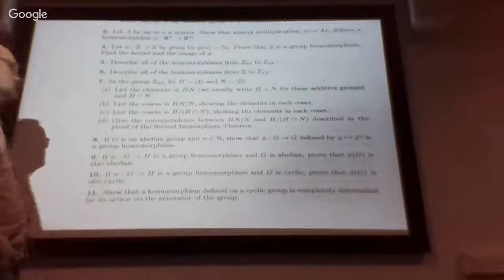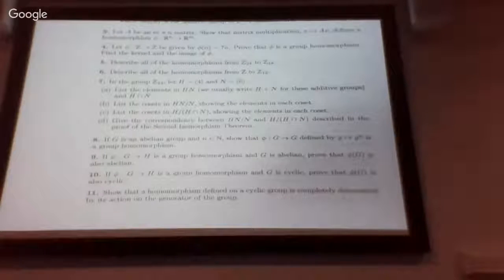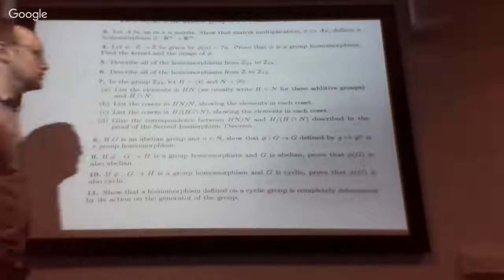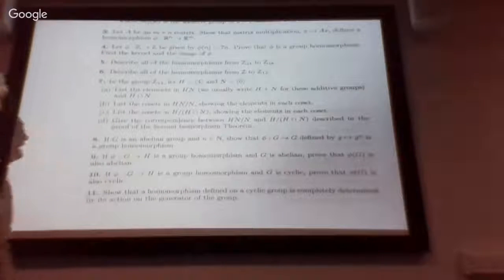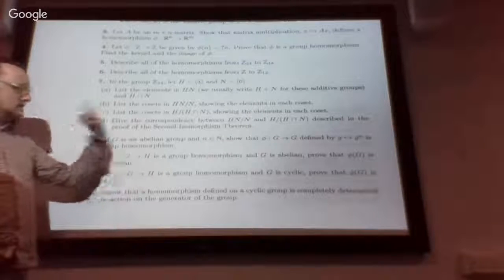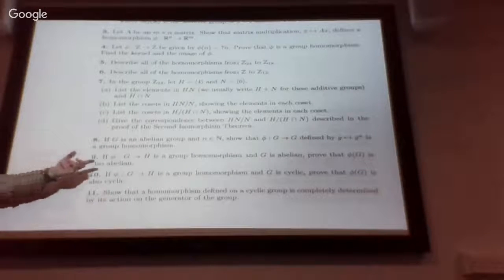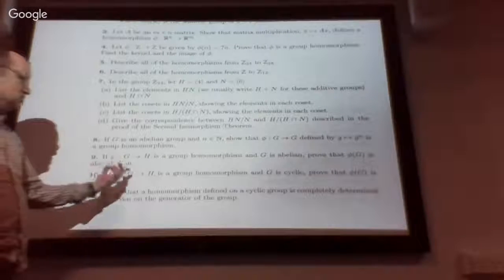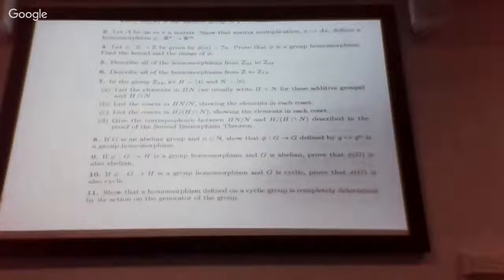If G is an abelian group and you fix an exponent n, then raising to the power n is a group homomorphism. Maybe not 8, but 9 and 10 I was particularly looking at. If you've got phi from G to H, and G is abelian, then phi of G, which is a subgroup of H, has to be abelian. And if G happens to be cyclic, then the image of G, phi of G, which is a subgroup of H, has to be a cyclic subgroup.